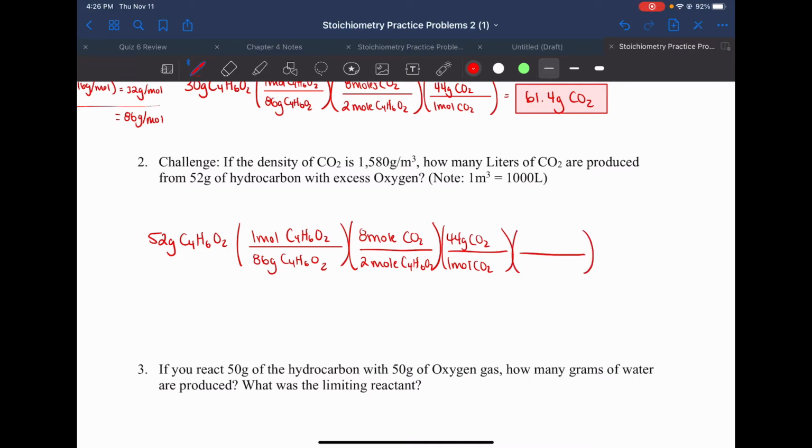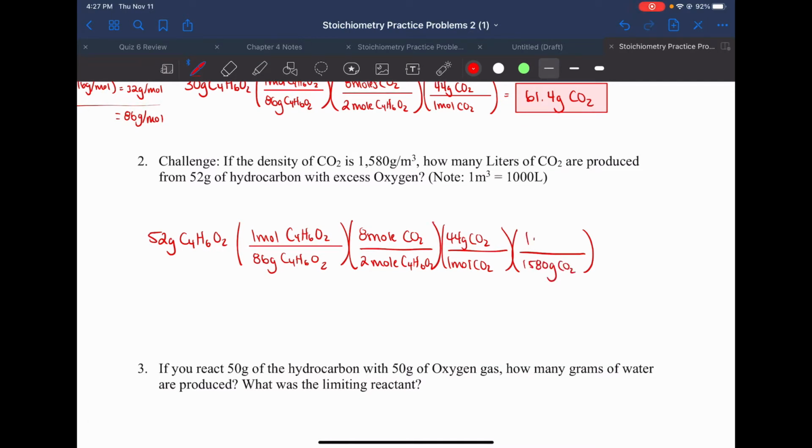Now that we're in grams of CO2, we can use this ratio to get cubic meters, and those cubic meters can tell us how many liters, okay? So we need 1,580 grams of CO2 that are in every 1 cubic meter, and for every 1 cubic meter, there's 1,000 liters. Enter. So let's do this calculation. 52 times 8 times 44 times 1,000.